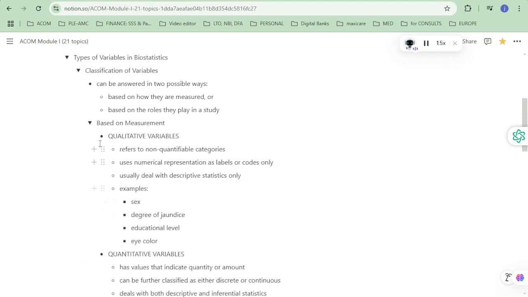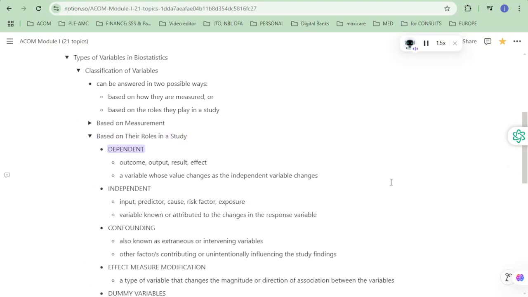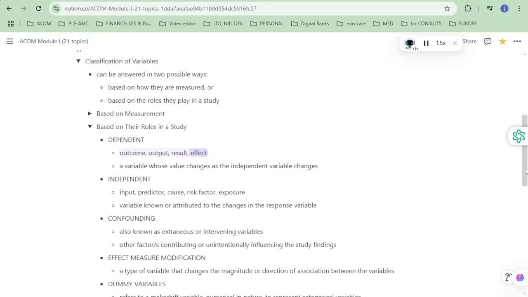Based on their roles in a study. Dependent. Outcome, output, result, effect. A variable whose value changes as the independent variable changes. Independent. Input, predictor, cause, risk factor, exposure. Variable known or attributed to the changes in the response variable.